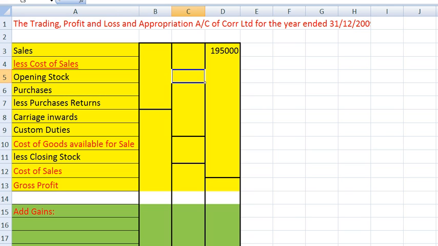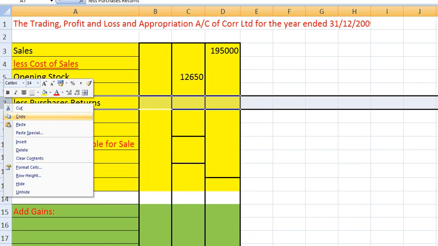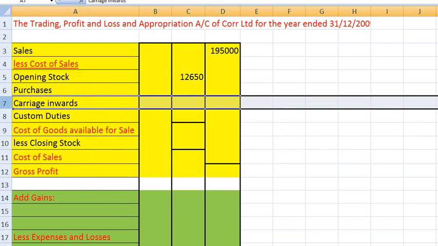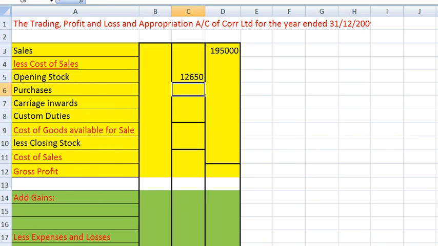So the first cost was the stock that we purchased last year, the opening stock, which in this question is 12,650. Also there was purchases. No purchases returns. If there was purchase returns, I'd take away the purchase returns here and bring it out to the second column. But I can get rid of the purchases returns and bring the purchases straight out to the second column. And that is 123,650.